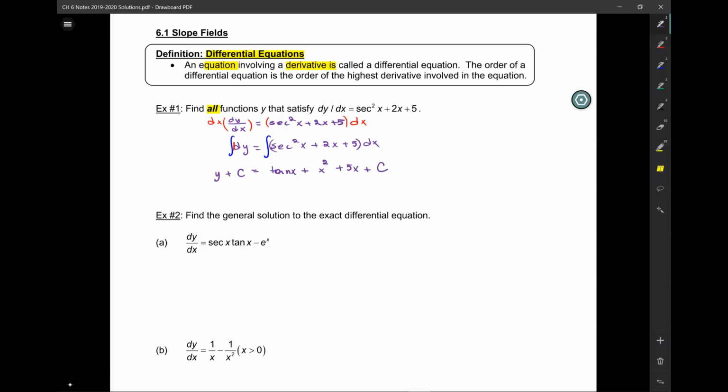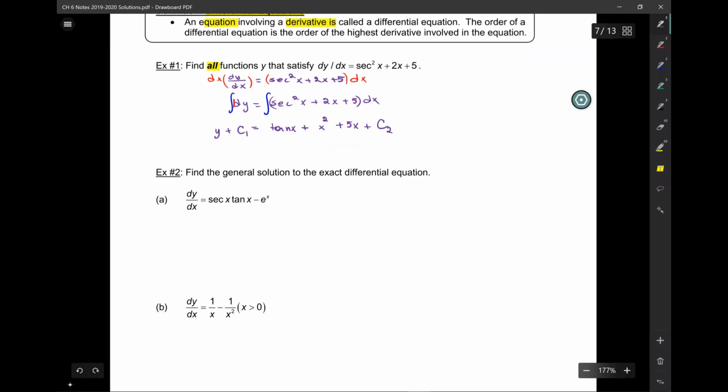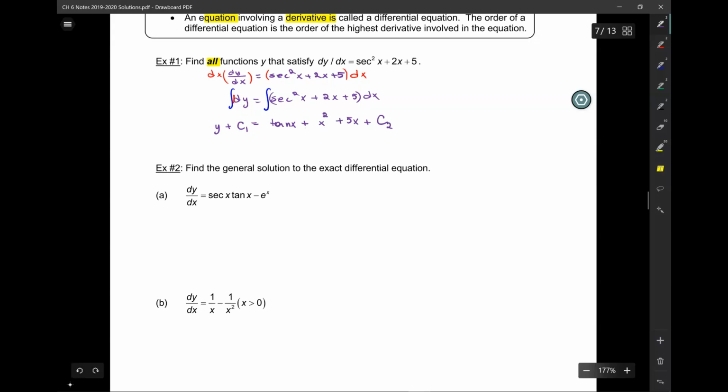However, this c is not necessarily the same as that c. So the first c could be a 3, the other one could be a -2. In order to differentiate that they're different c's, I call the first one c1 and the second one c2. Even that is not going to matter right now, okay? Because now we're going to solve this for y. So y is equal to tangent x plus x squared plus 5x.